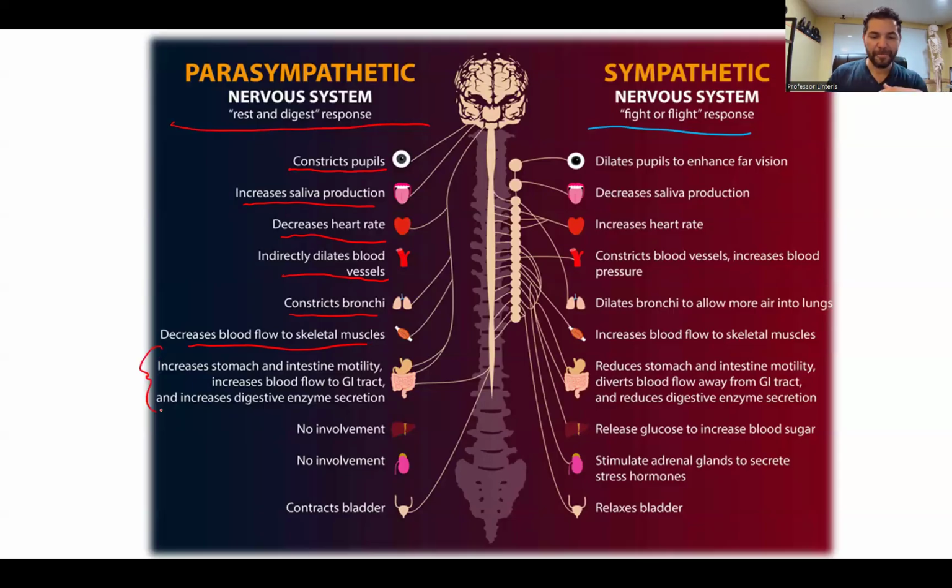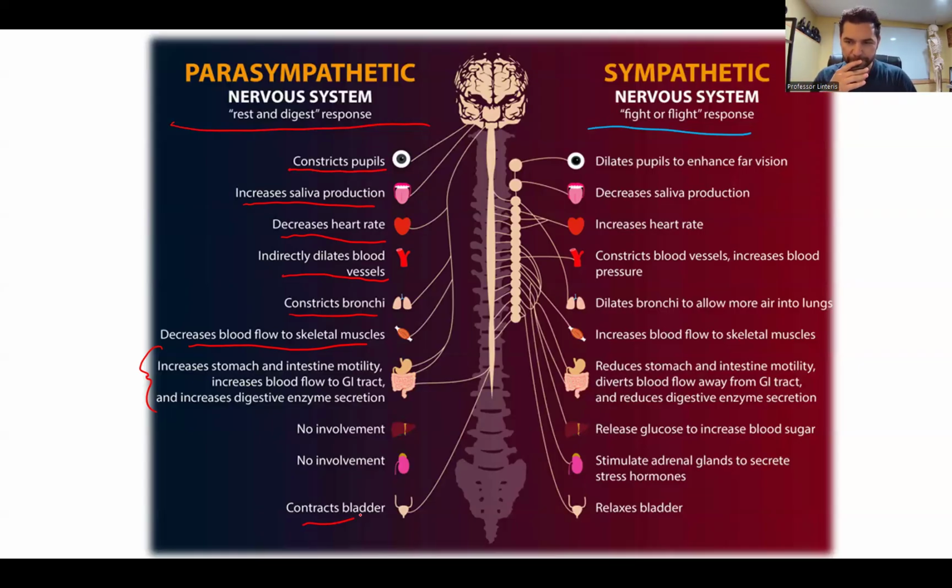The major one here is that most of your digestion ramps up. Muscle contraction through the digestive system increases. Stomach activity, the flow of material through your GI tract, and digestive enzymes released in higher numbers all increase, obviously, because you're trying to digest food, and also the bladder.